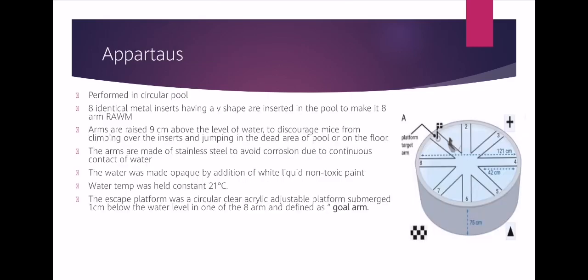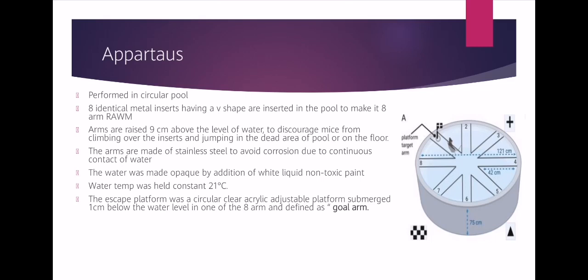Then we have the apparatus of the radial arm water maze. It is performed in a circular pool. 8 identical metal inserts having a V shape are inserted in the pool to make it an 8-arm RAWM. Arms are raised 9 cm above the level of water to discourage mice from climbing over the inserts and jumping in the dead area of the pool or on the floor. The arms are made of stainless steel to avoid corrosion due to continuous contact with water.